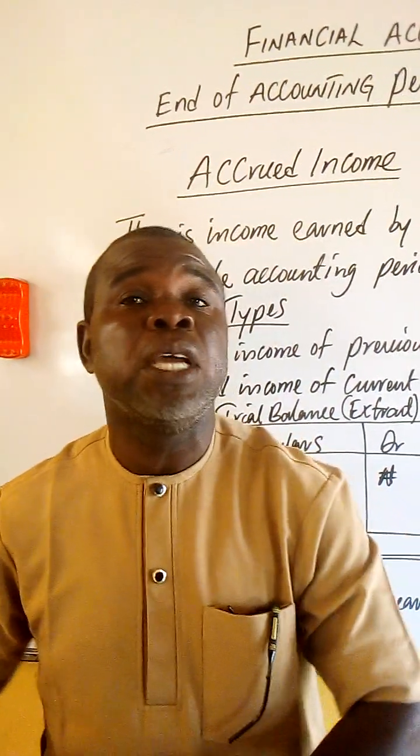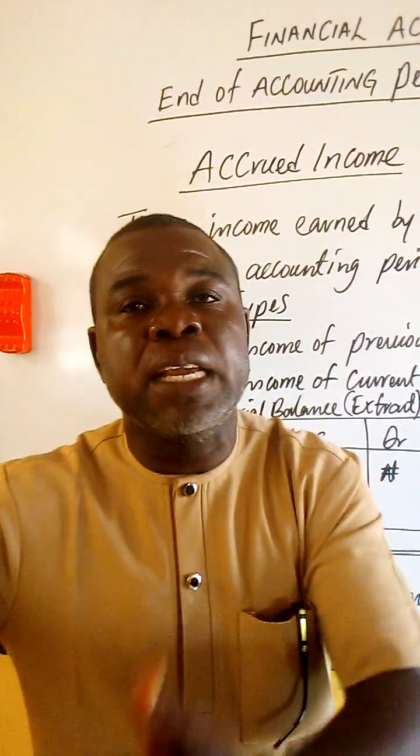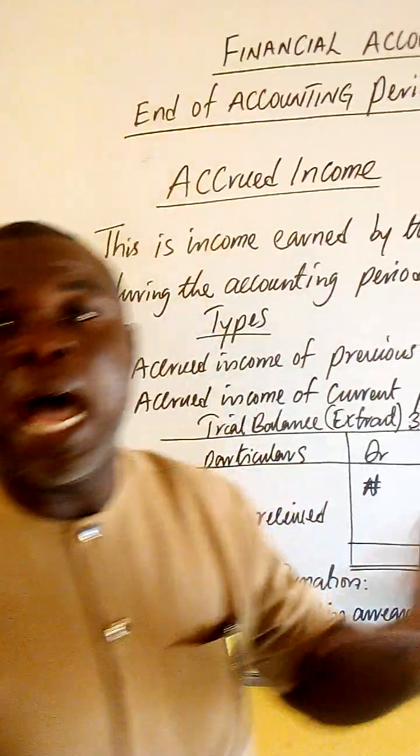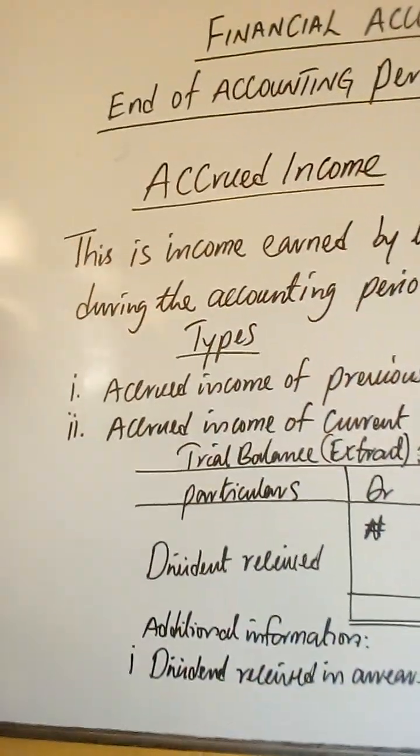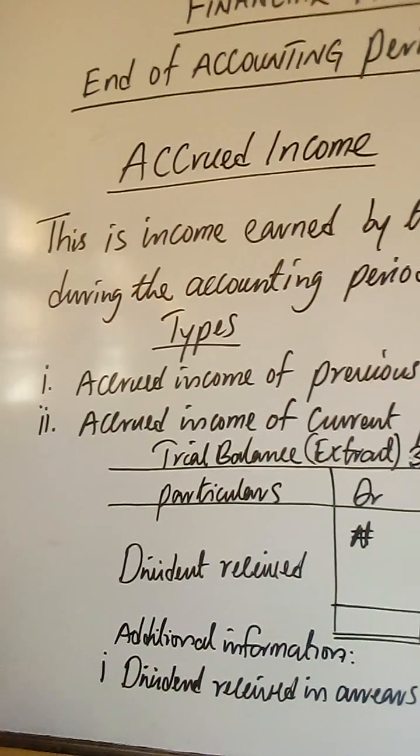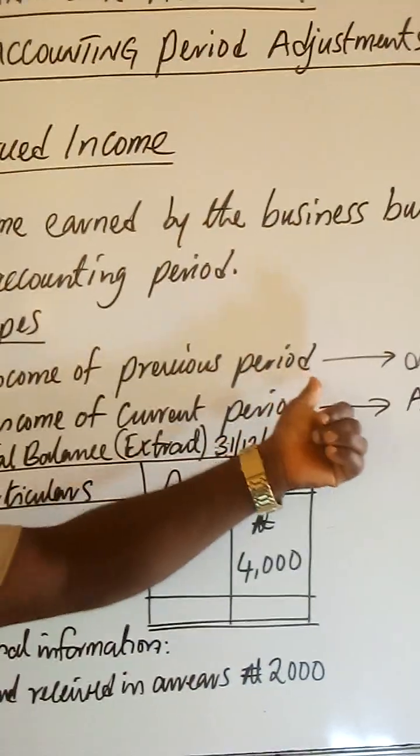So we call it accrued income, or income in arrears, or income outstanding. The income has been earned by the business but is yet to be received. So in this case, how do you handle it? Let's begin by looking at the types. We have basically two types of income adjustment. We have accrued income of previous period brought forward.